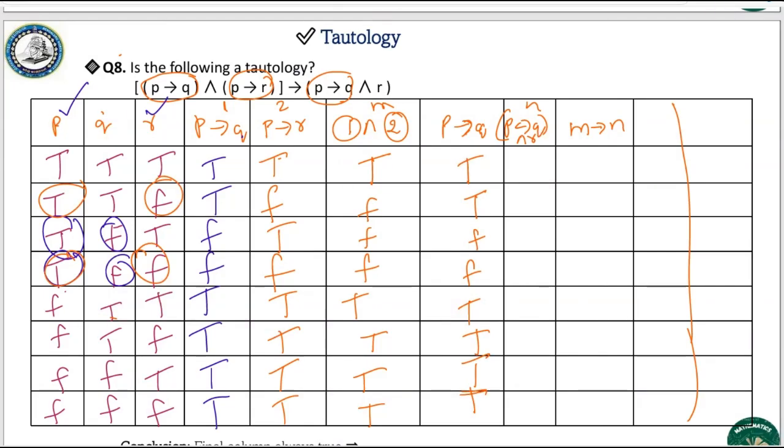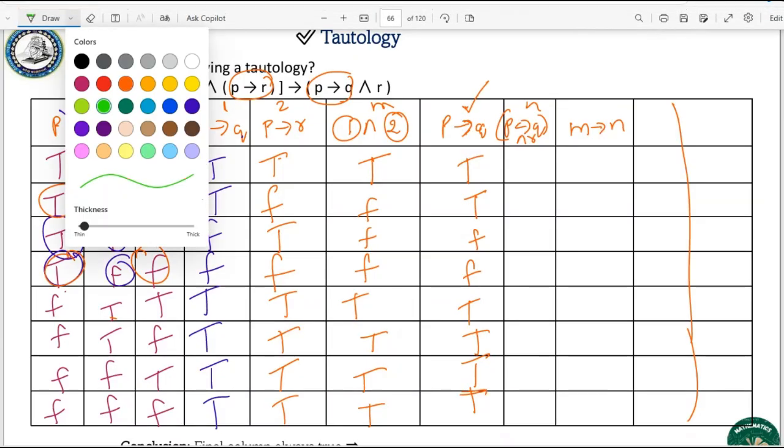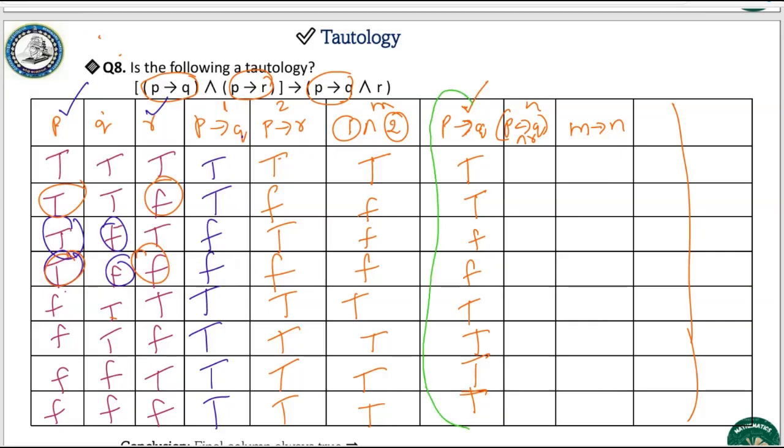Now we have to find the and with R. So we will be checking for this line: P implies Q and R. R is the third column. We'll check in these two columns. The condition is and, so both should be T. The first one is T and T, it is T. The second, third, fourth, fifth one is T and T, T. Then the seventh is T and T, it is T. The remaining is false.